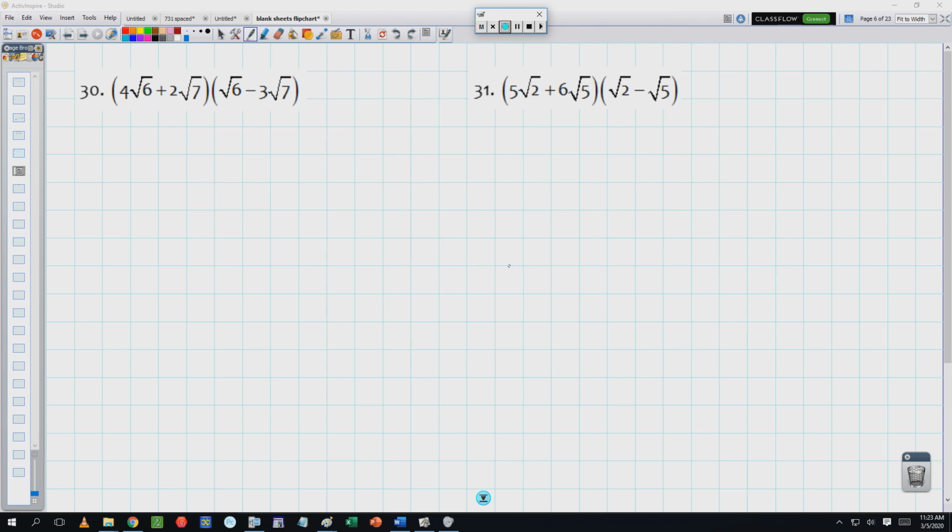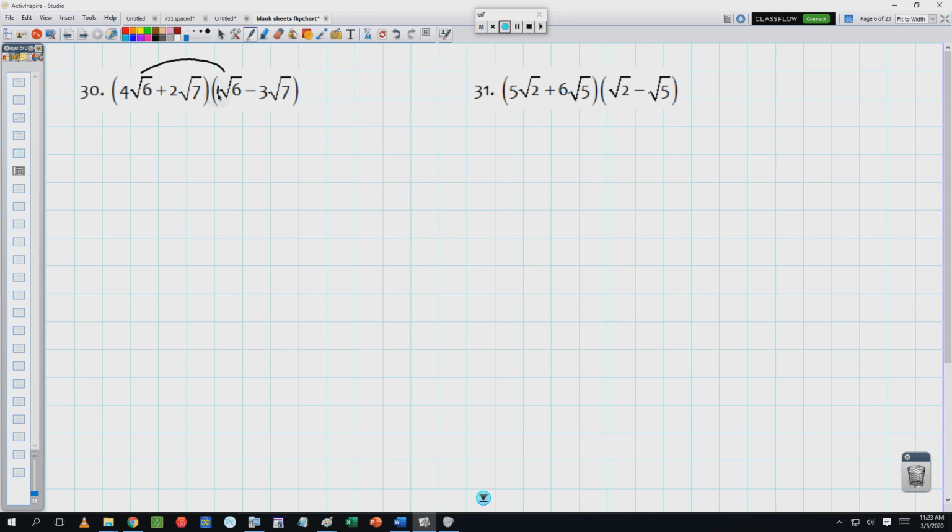Show you some more problems. Well, these problems we're going to FOIL because we have a parentheses beside a parentheses. So we're going to do that classic first times first, first times second, second times first, and second times second technique. Okay?